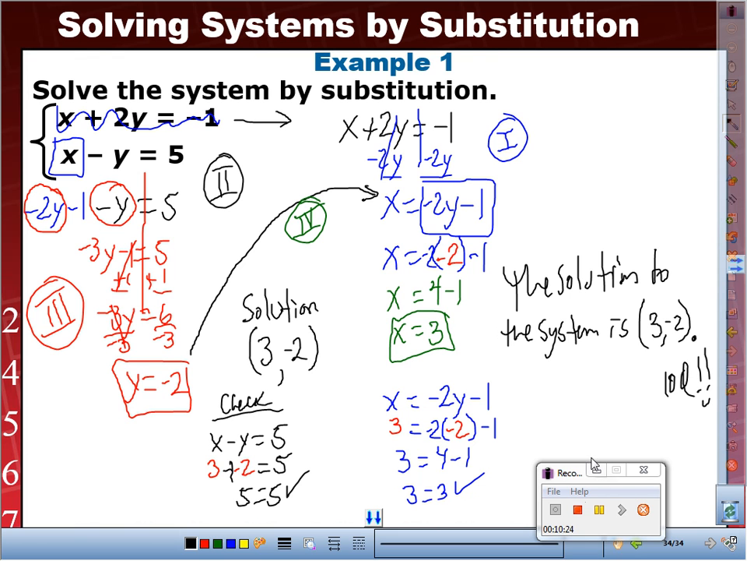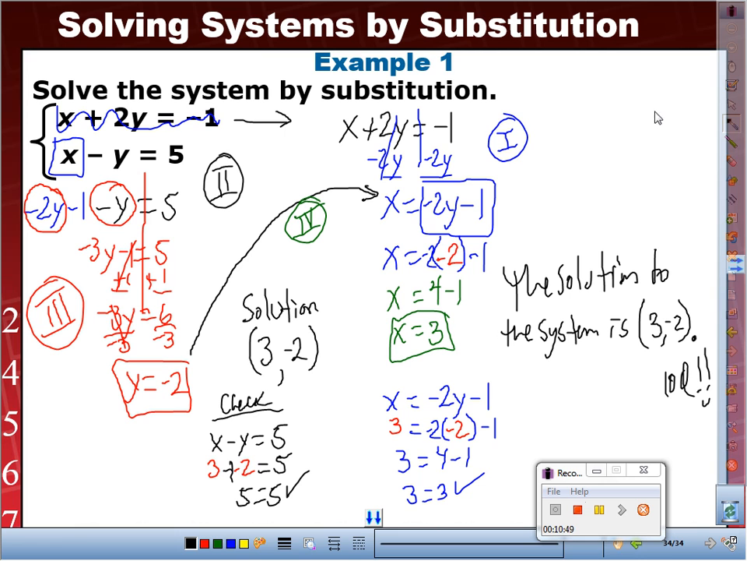Bam. Pretty good, huh? So here we go. Let's see all the steps. Step 1, solve one of the equations for one variable. Substitute that equation into the second. Solve for the remaining variable. Substitute that into one of the equations and solve for the other variable. Write as a coordinate and check. Did we do that? Yes. There's a process. Let's do another one.